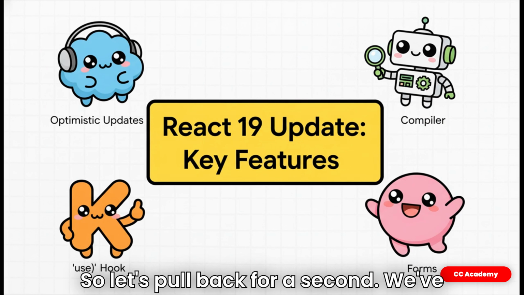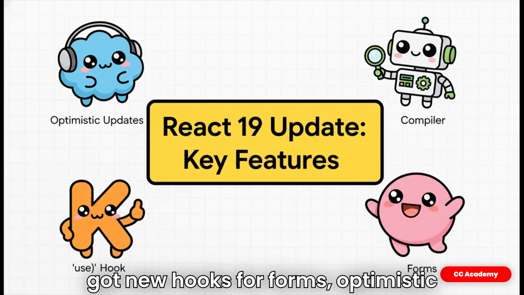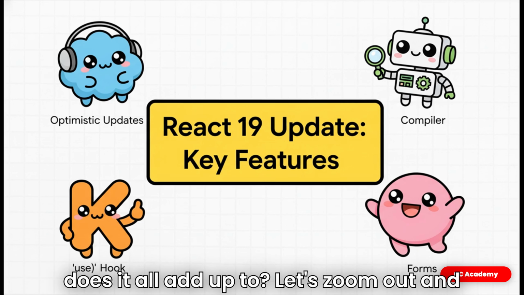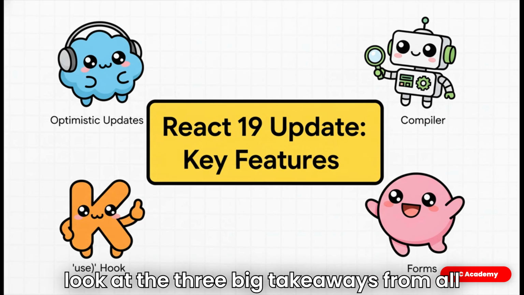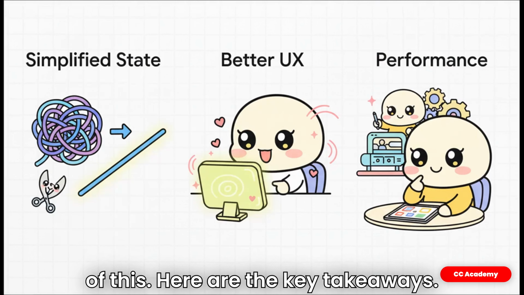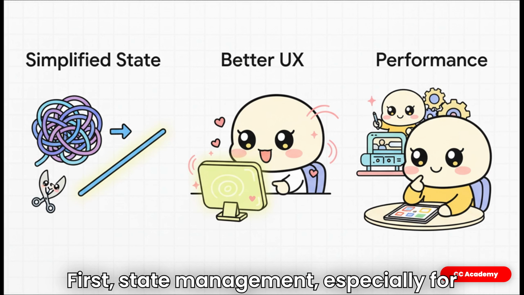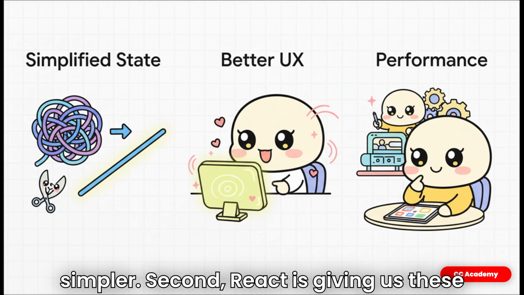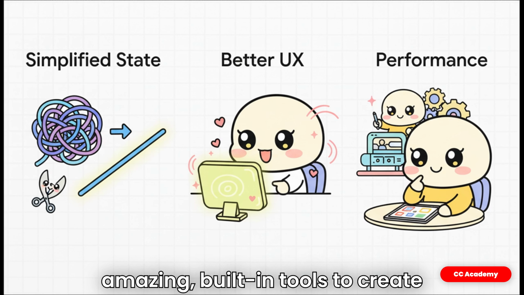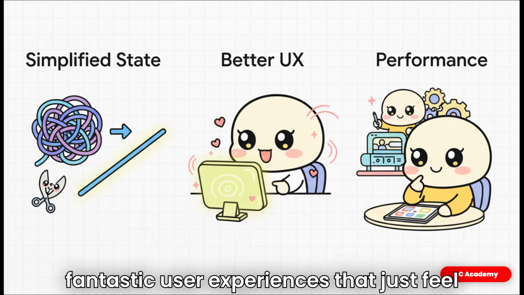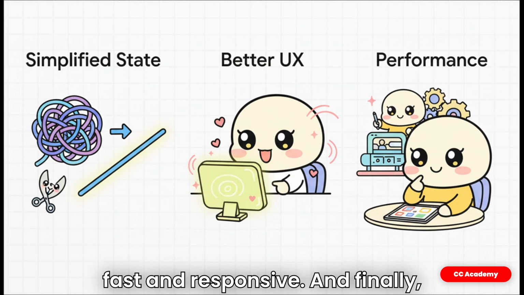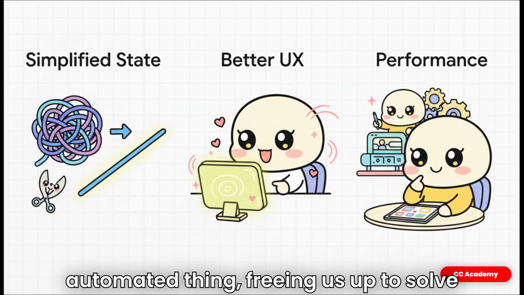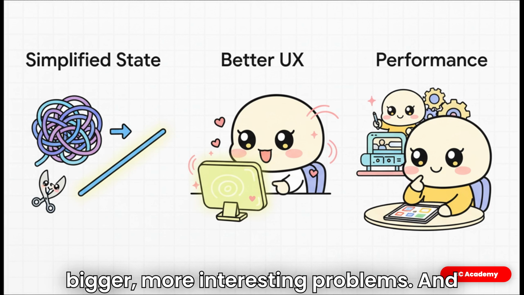So let's pull back for a second. We've got new hooks for forms, optimistic updates, a new API for fetching data, and a compiler automating performance. What does it all add up to? Let's zoom out and look at the 3 big takeaways from all of this. Here are the key takeaways. First, state management, especially for anything async, is getting way simpler. Second, React is giving us these amazing built-in tools to create fantastic user experiences that just feel fast and responsive. And finally, performance is becoming more of an automated thing, freeing us up to solve bigger, more interesting problems.